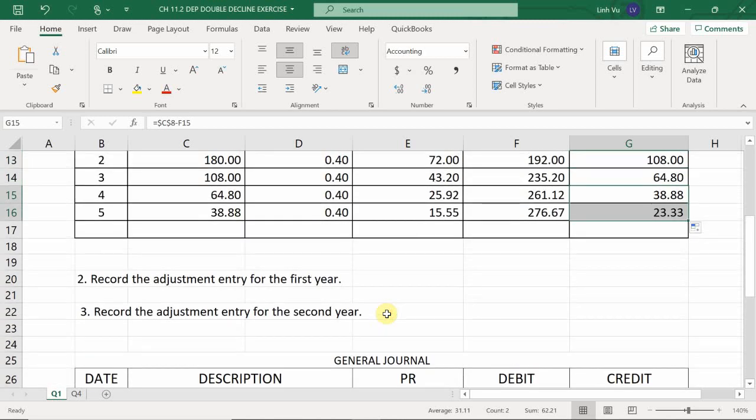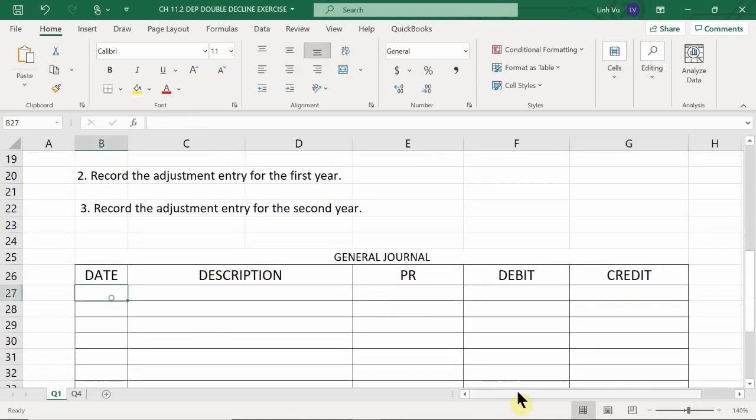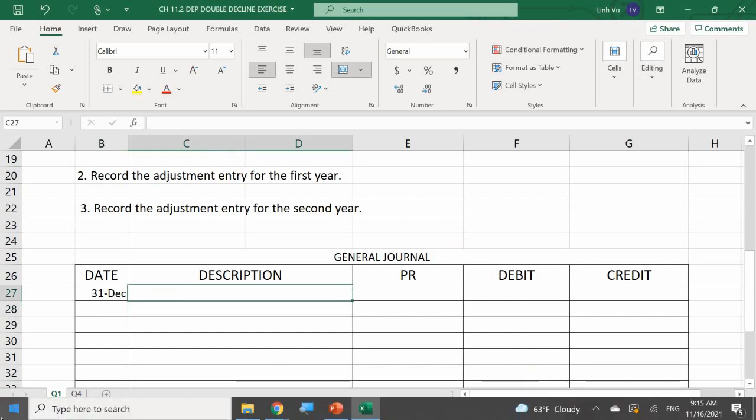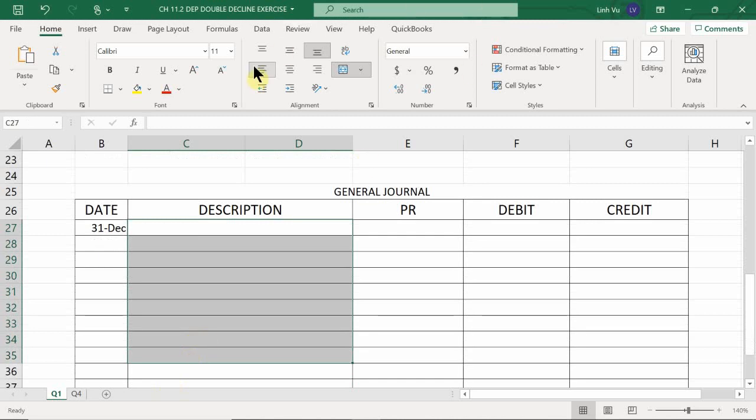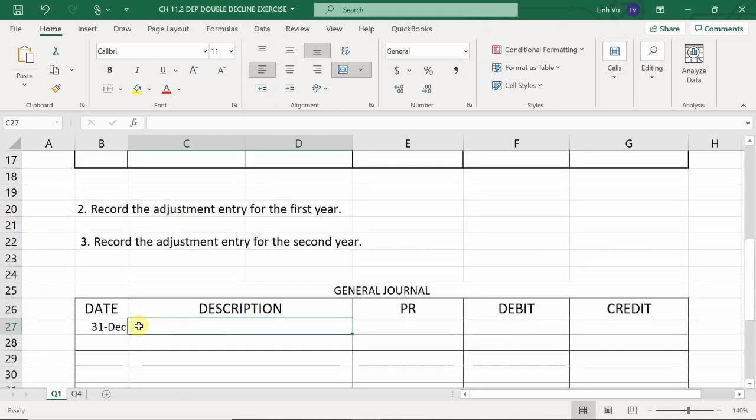Record the depreciation for the first year. Assuming that the end of the year is December 31st, how do I journalize my transaction? How do I record my adjustments? You debit depreciation expense and credit accumulated depreciation. Correct. I know, it's a tough word to say.